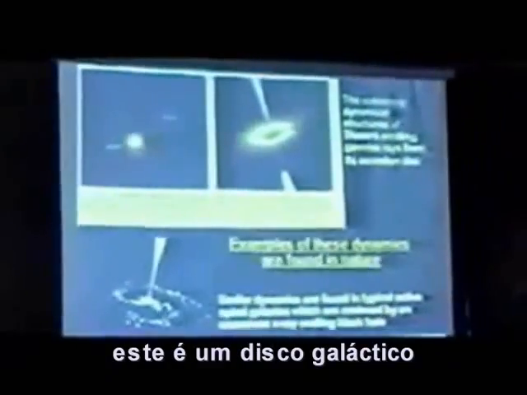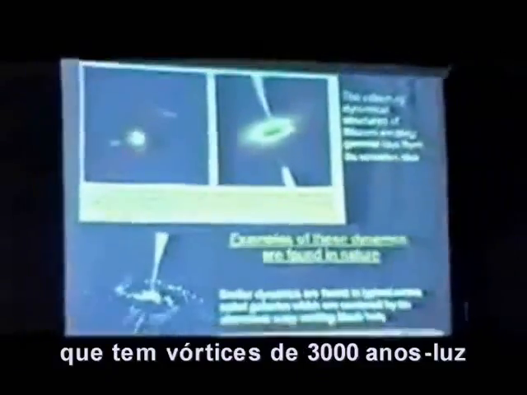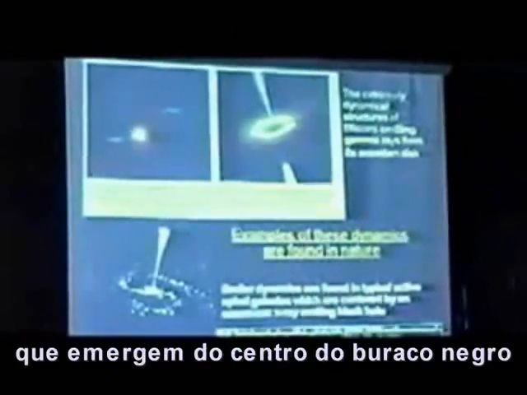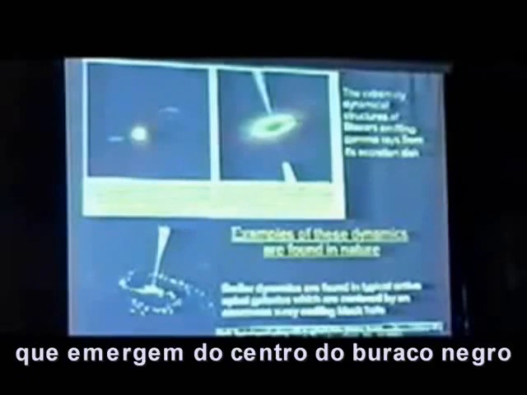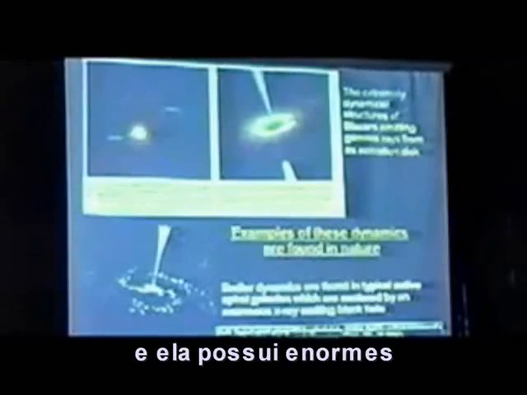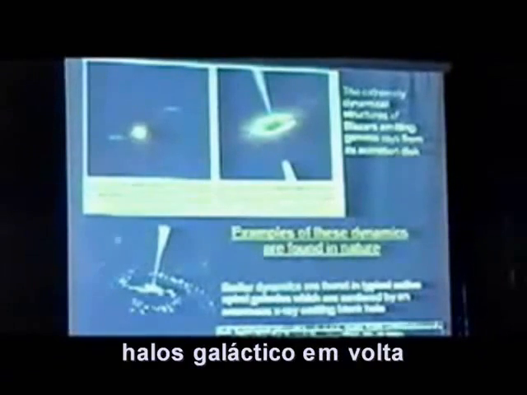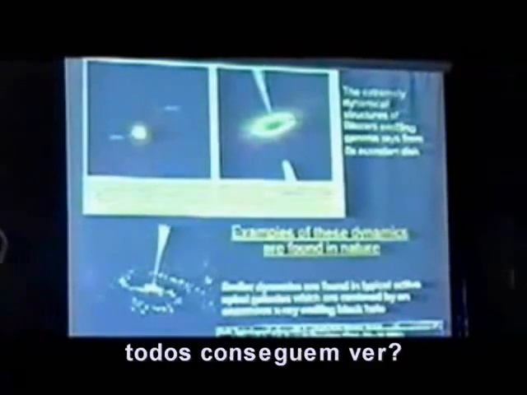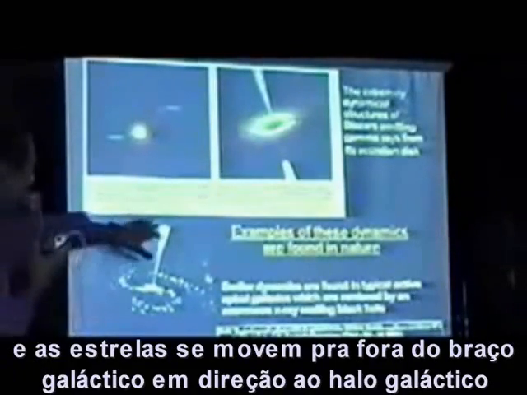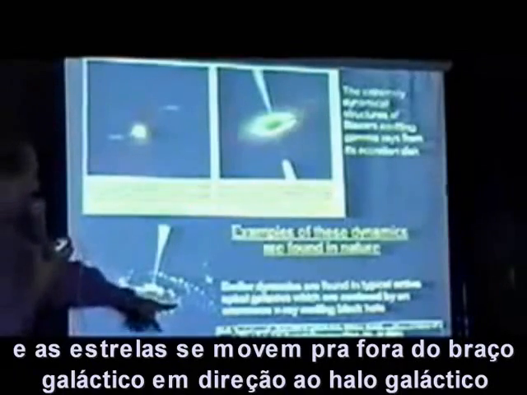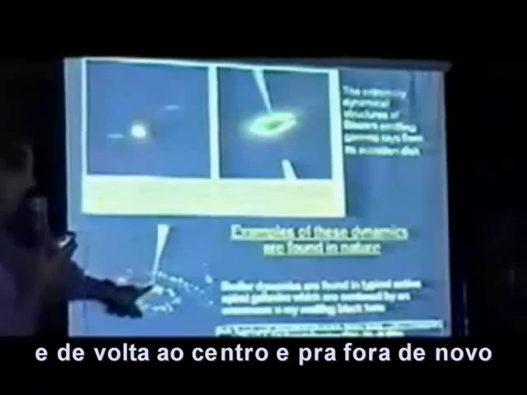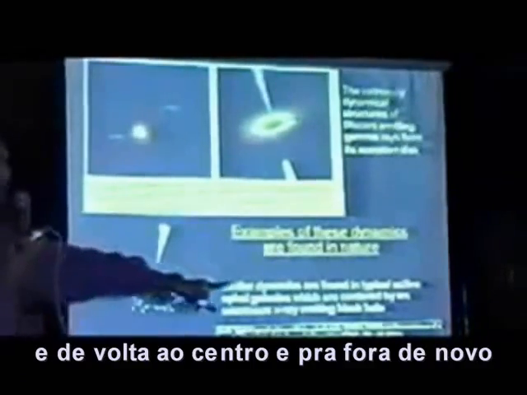This is a galaxy. Galactic disks have 3,000 light year vortices that emerge from the black hole at the middle. Okay? And they have huge galactic halos all around it. Can everybody see this? All around it here. And the stars move out from the galactic arm into the galactic halo and then back down and then back out.